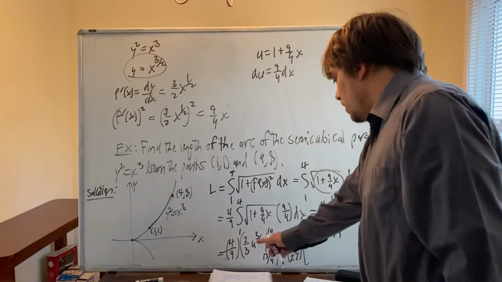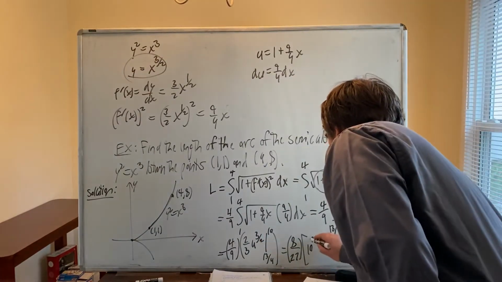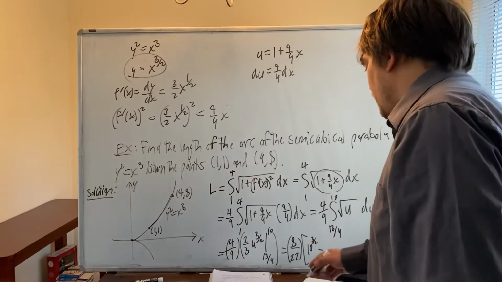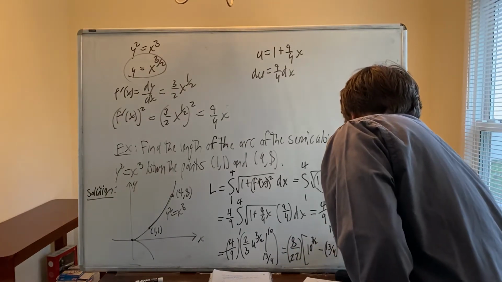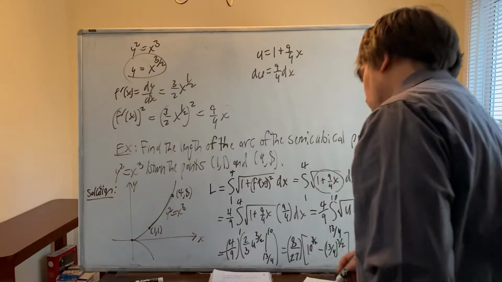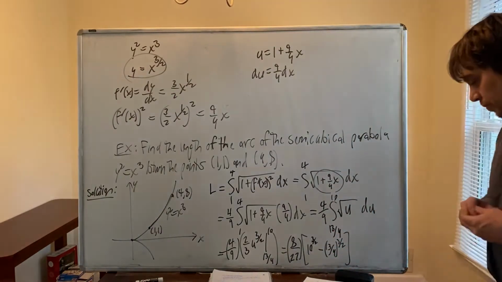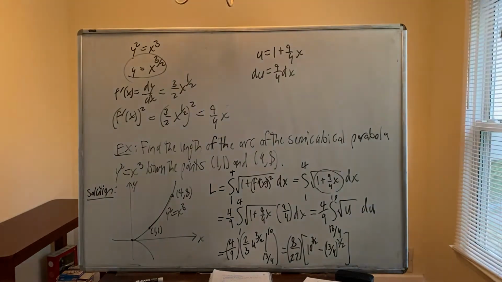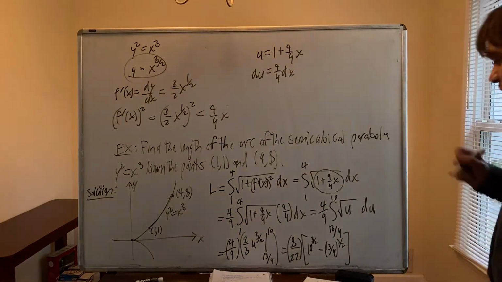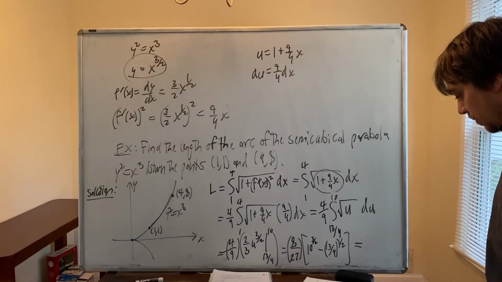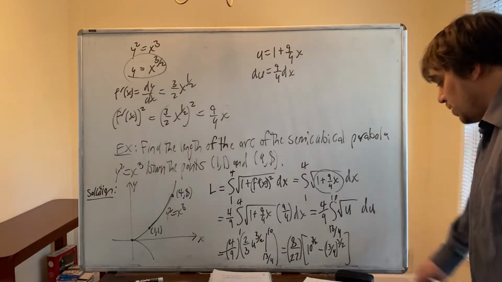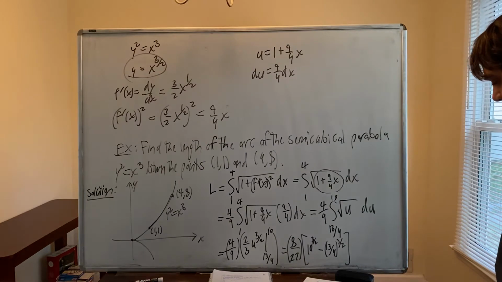Okay, and so 10 to the 3/2 minus 13/4 to the 3/2. That looks a little weird, but you can just calculate that. You can put it in your calculator, and when you do... well, never mind, let's not put it in your calculator. Let's just leave it like that.